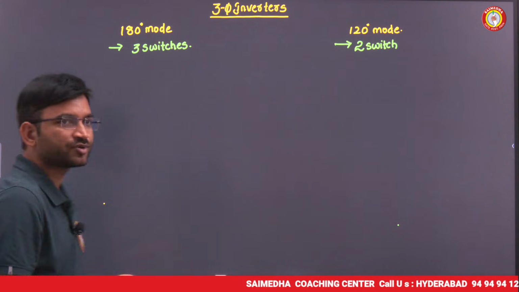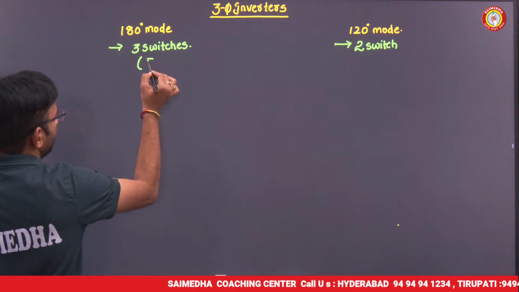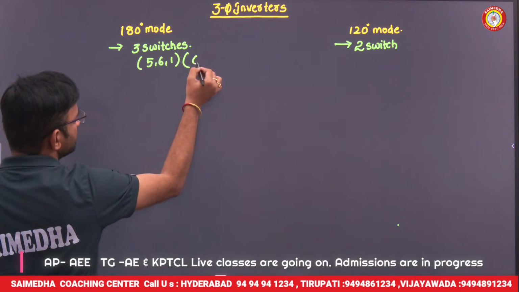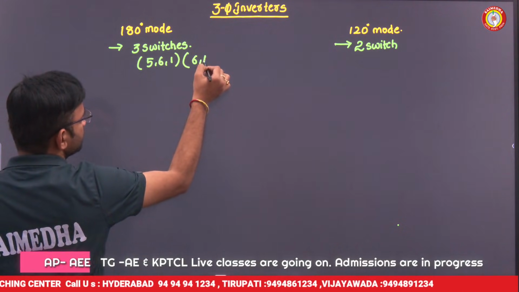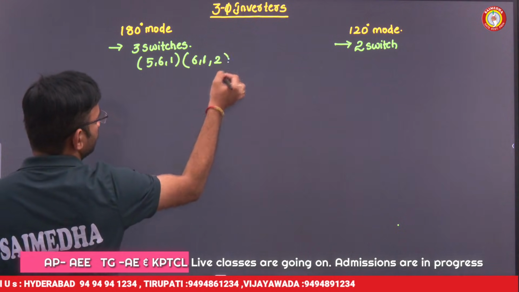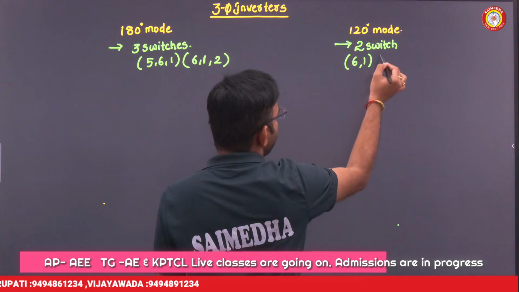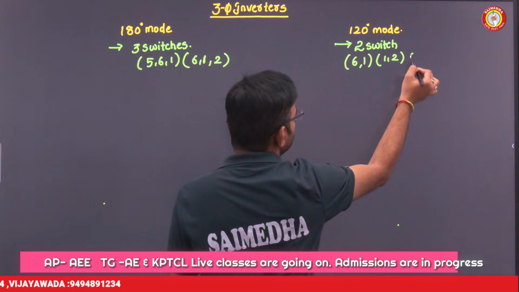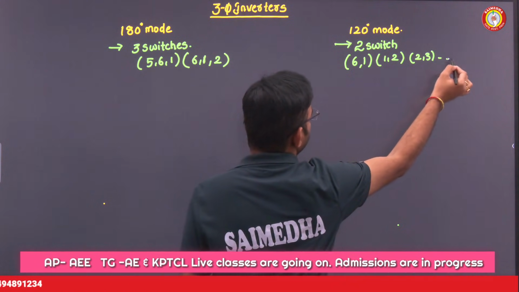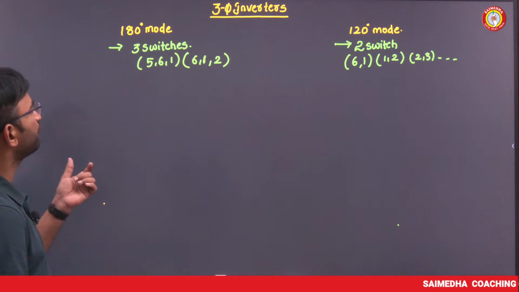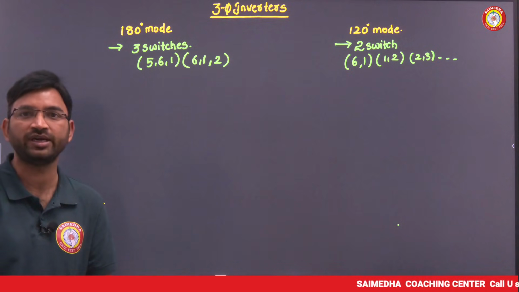What is the order of switches? The order of switches is 5, 6, 1. After that, add 1 to each: 6 becomes 1, and 1 becomes 2. So here, the order of switches will be 6, 1. After that, 1, 2. After that, 2, 3. This is the first important point you need to remember from the 180 as well as the 120 degree mode of operation.